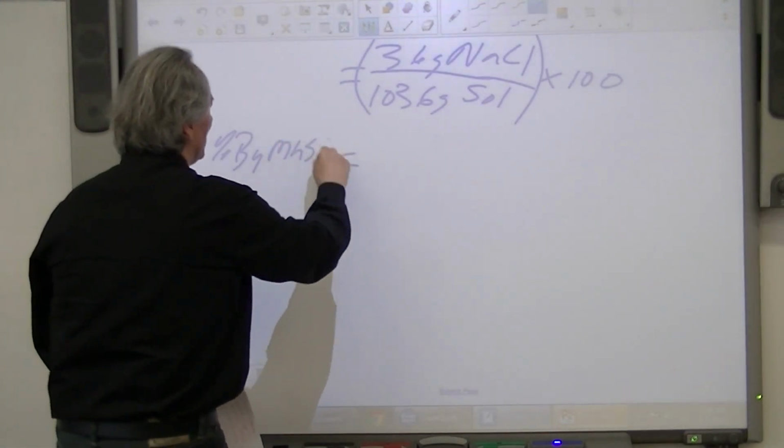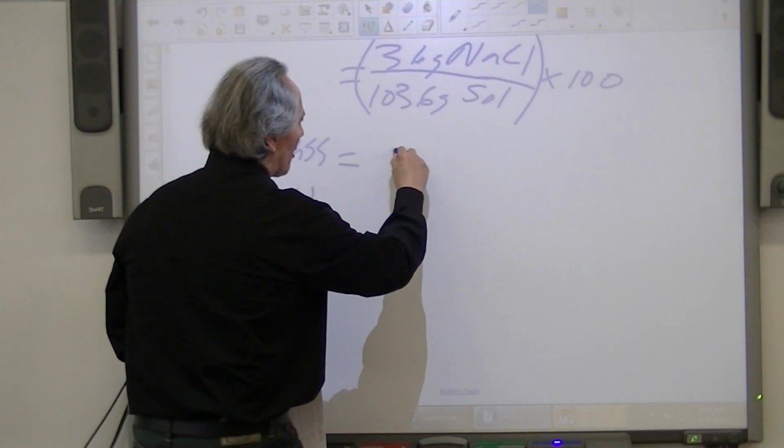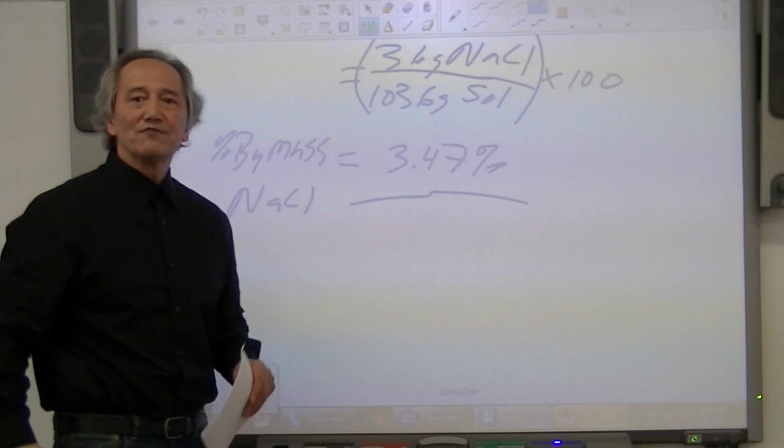And again, this is of the NaCl. In fact, we should get a calculation of approximately 3.47% by mass of the NaCl.